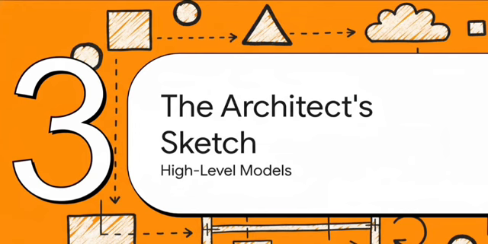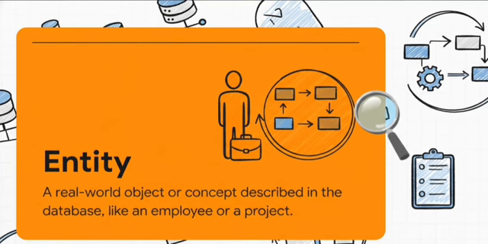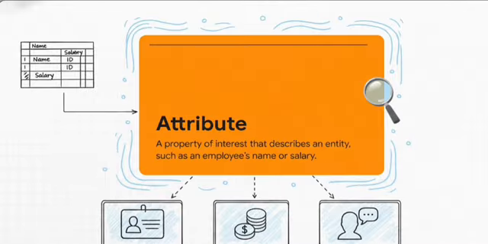Okay, so let's start at the top with that architect's sketch, the high-level model. This is all about the big picture. We're just trying to figure out the main pieces of our puzzle without getting bogged down in all the tiny technical details just yet. So at this high level, the first thing you do is identify your entities, and an entity is really just a thing, a real-world object or concept you want to keep track of. So for building a company database, an employee is an entity. A project is another entity. Simple as that.